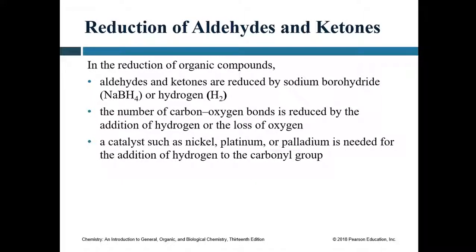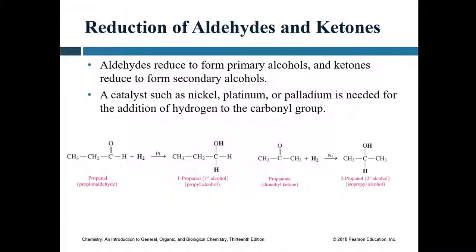All right, the opposite of oxidation is reduction. Reduction of aldehydes and ketones. In the reduction of organic compounds, aldehydes and ketones can be reduced by using sodium borohydride or hydrogen with a catalyst. The number of carbon to oxygen bonds is reduced by either adding hydrogen or losing oxygen. So remember, reduction is the opposite of oxidation. And so you use a catalyst for the addition of hydrogen. A nickel, platinum or palladium catalyst is needed to do it. So that's why sometimes over the arrow you will see platinum or nickel.